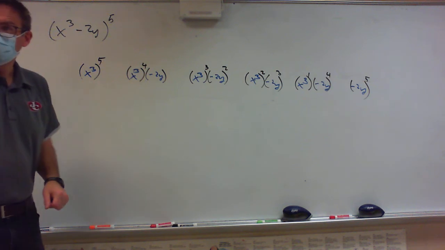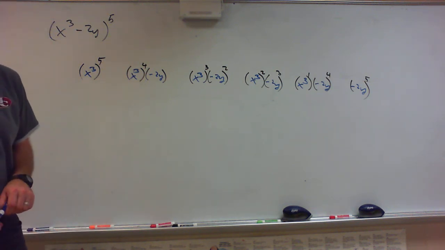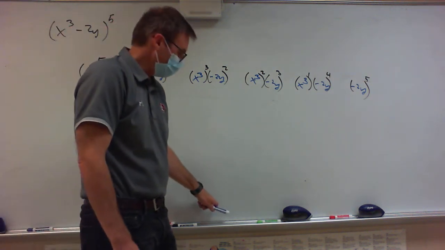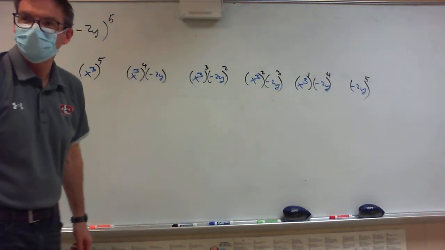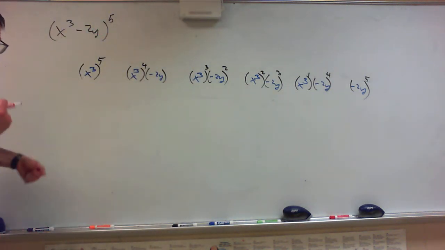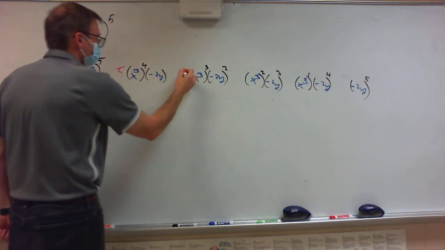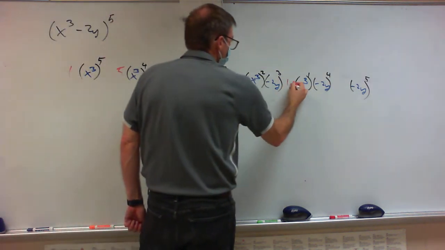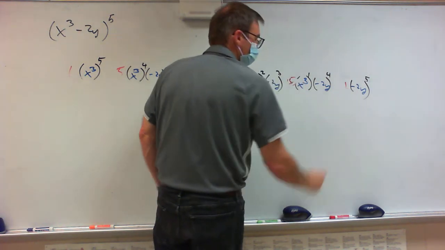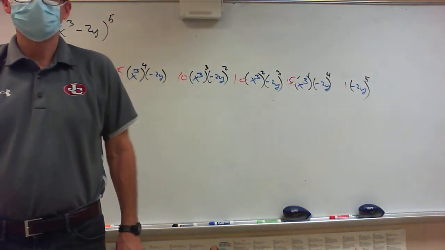We're missing something. What are we missing? Those coefficients, right? Well, good thing we have Pascal's triangle out, right? What are the numbers? 1, 5, 10, and then it repeats. 10, 5, 1. Everybody okay?